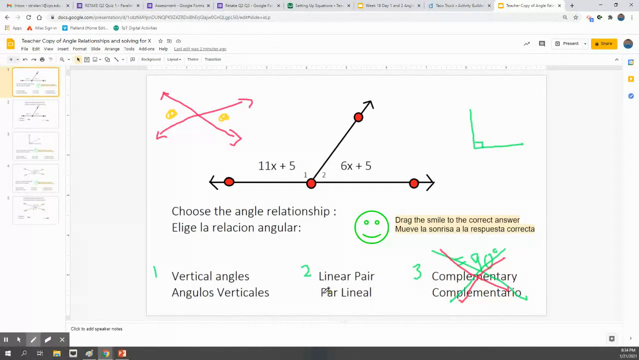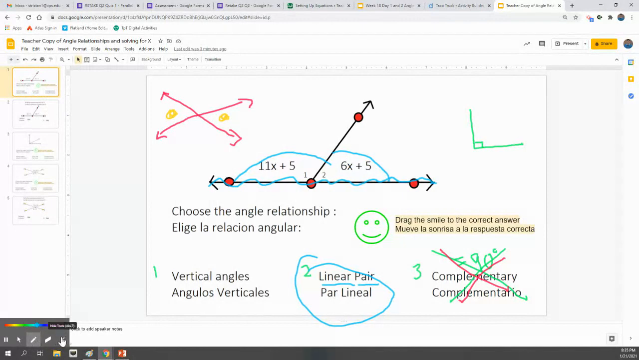Now, linear pair is the interesting one. The name itself actually gives the answer away. Linear pair has the word line and pair in it. Pair means two, and linear means line. So this relationship is really saying a pair of two angles that are on a line. As we can see here, there's a straight line right here, and we have one angle here and a second angle here. So we actually have a linear pair, and we're going to drag this emoji to linear pairs.